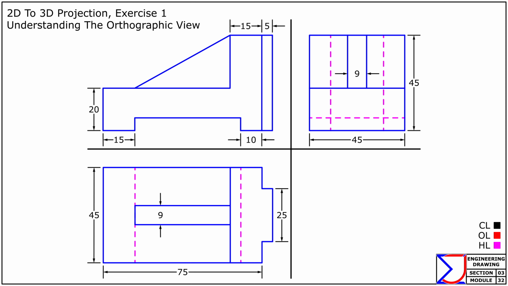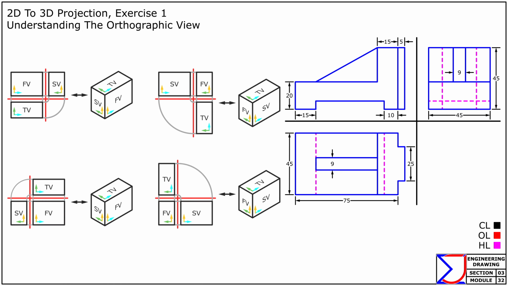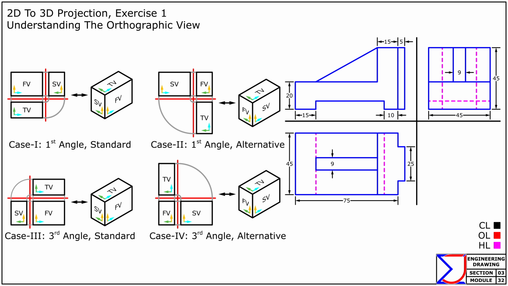Exercise 1. Here is the 2D orthographic view that we will systematically transform into its isometric projection, step by step. Let's first analyze the orthographic views by comparing the given arrangement with our standard cases. Based on our observations, this setup follows the first case.